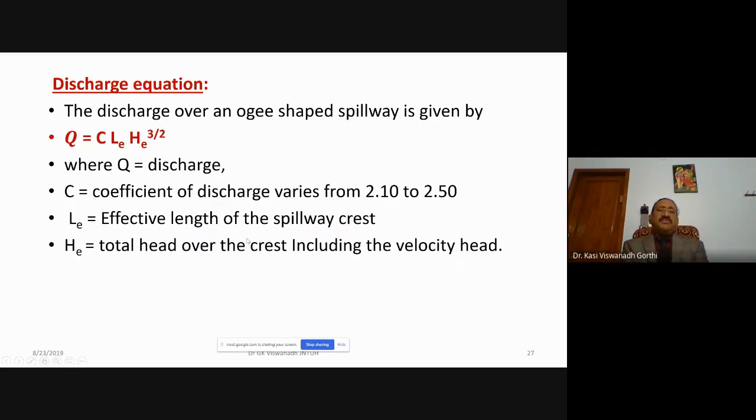The discharge equation for this spillway is given by Q is equal to C into Le into He to the power 3 by 2. Q is the discharge that can take place through this spillway, and C is the coefficient of discharge, which may vary for the ogee shaped spillway from about 2.1 to 2.50. Le is the effective length of the spillway crest, and He is the total head over the crest, including the velocity head.